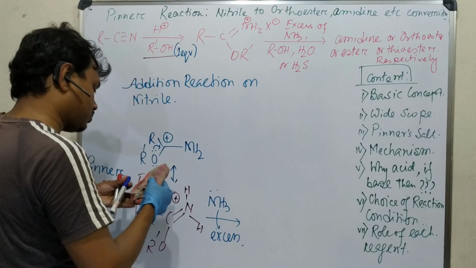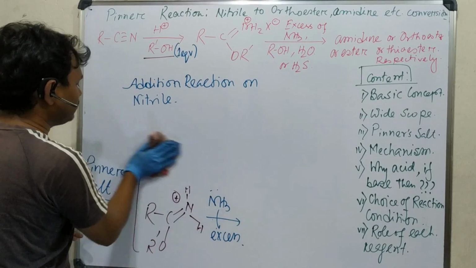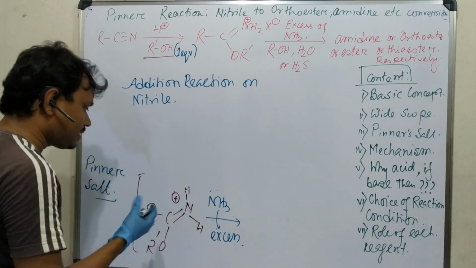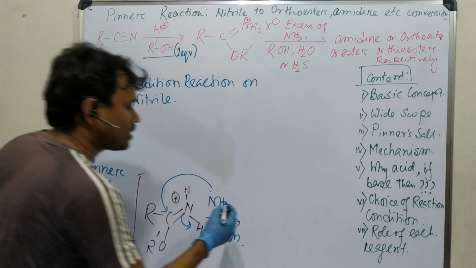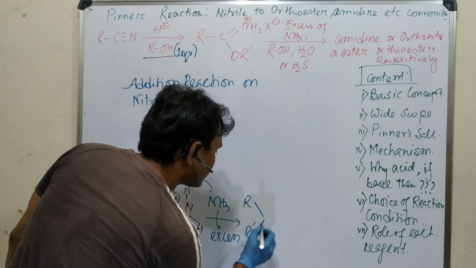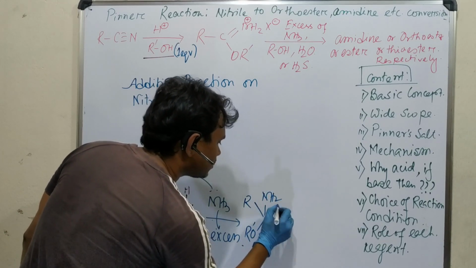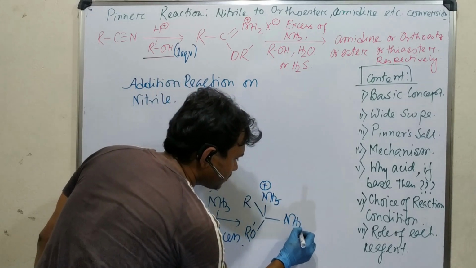Okay, I am not going that deep into every canonical form. Now what is expected? Since ammonia is a good nucleophile, it can attack here and open up. So what will be the product? R, OR prime, this is NH2. Sorry, this is NH3 plus, and this is NH2.